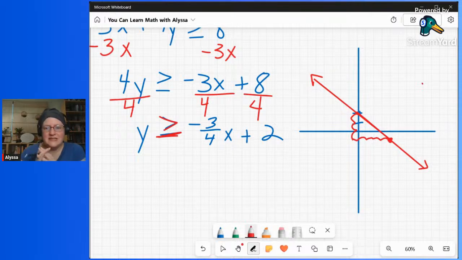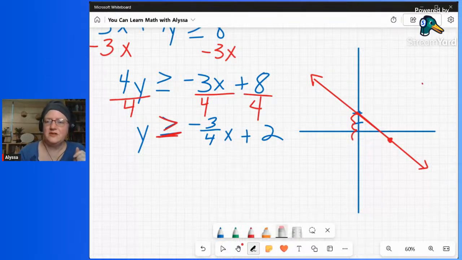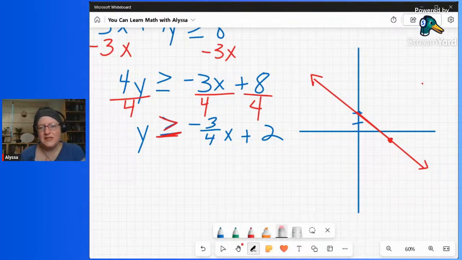Now we have one last thing to do to make this our correct answer, and that is we have to shade. We want all the answers that would make this true, all the x's and y's. It's not just one little line of answers like with a plain equals. Because this is a greater than or equal to, we have to shade. Pick a point. If 0, 0 is not on the line, that's a good place to start. It has to be not on the line.